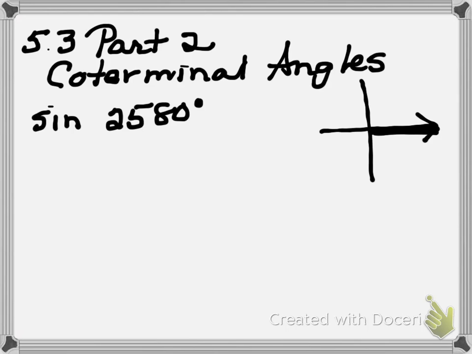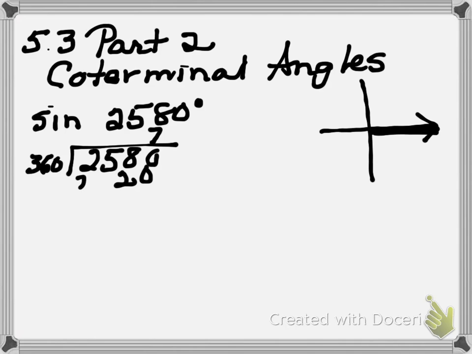So we're going to divide 2580 by 360. How many times do we go around in a revolution? We go around 7 times with 60 left over. So I have 60 degrees as the angle, dropping a perpendicular always to the x-axis, never to the y-axis.